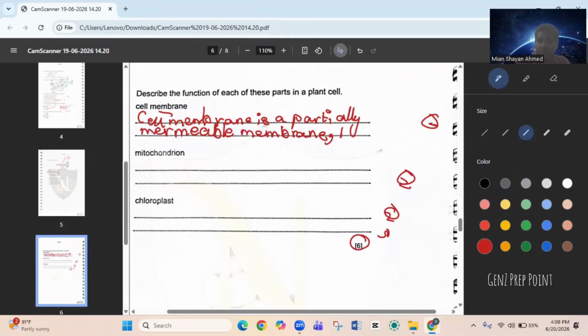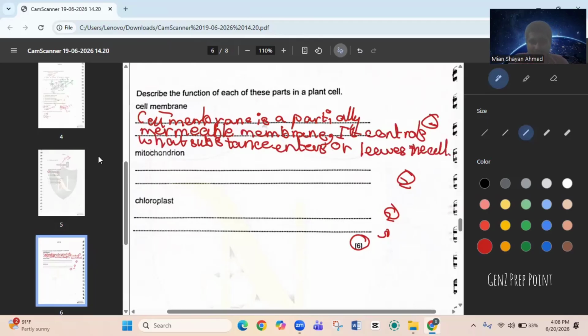It controls what substances enter or leave the cell. This is a 2 marks answer.